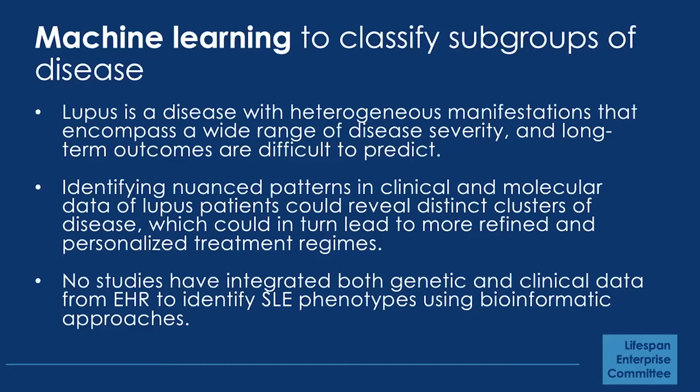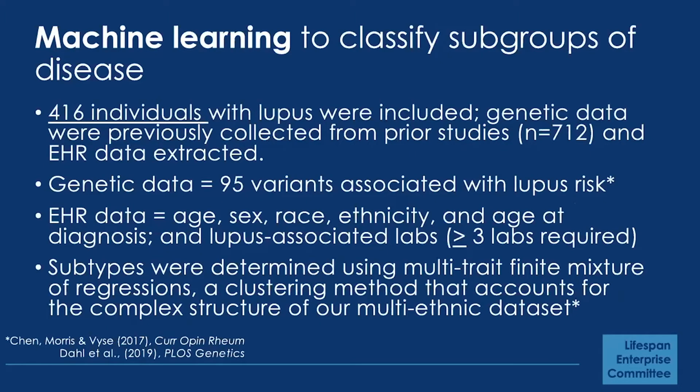And at the time, those studies had integrated both genetic and clinical data from EHR to identify phenotypes using bioinformatic approaches. We took 400 patients with lupus that had both genetic data and electronic health record data. And then we extracted genetic variants associated with lupus risk. And we combined that information with their EHR data, which included sociodemographic factors and some lupus-associated labs.